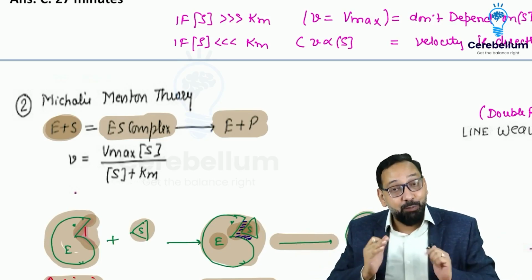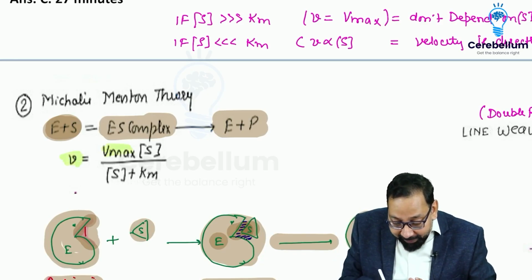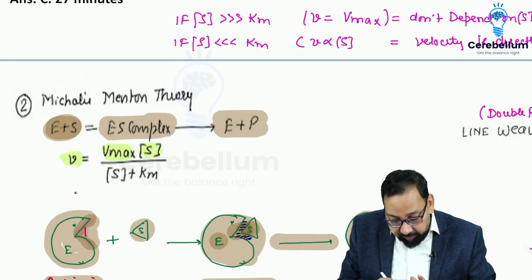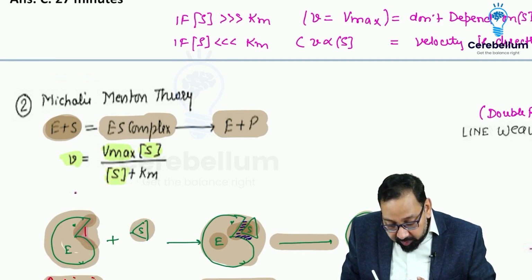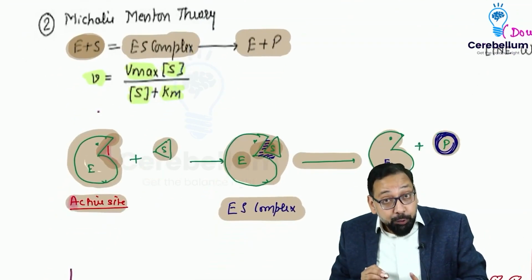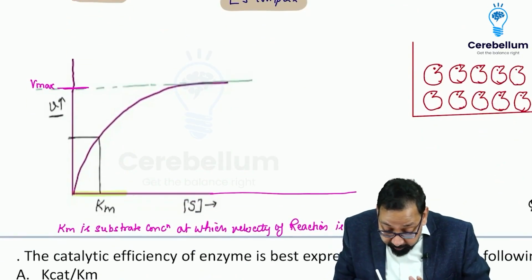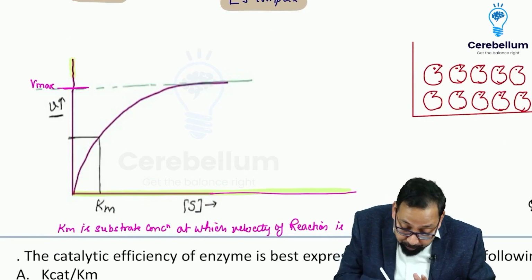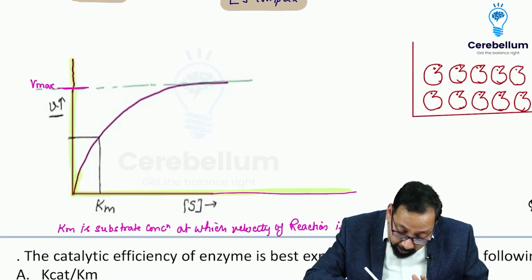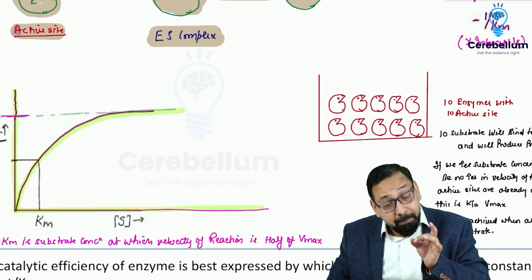And he gave an equation that velocity of reaction is equal to Vmax into substrate concentration upon substrate concentration plus Km. It is a really difficult equation. And if you plot a graph between substrate concentration and velocity of reaction, you will find a hyperbolic curve. Hyperbolic curve.